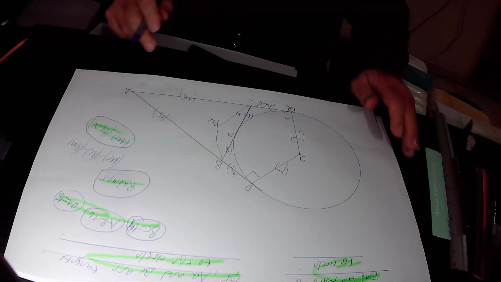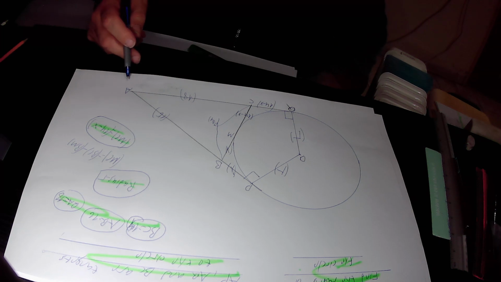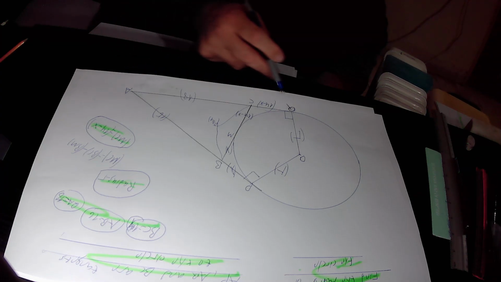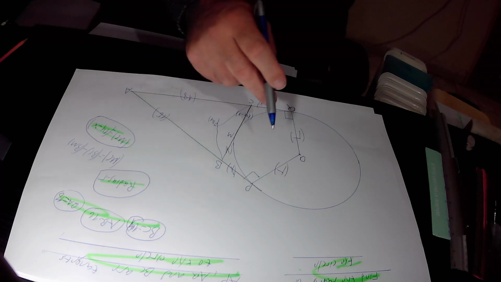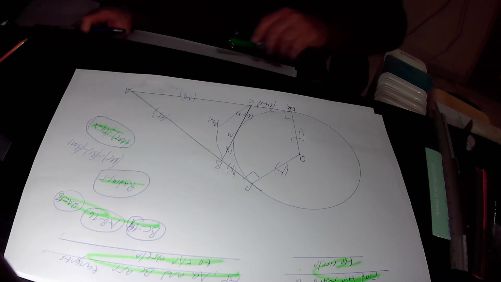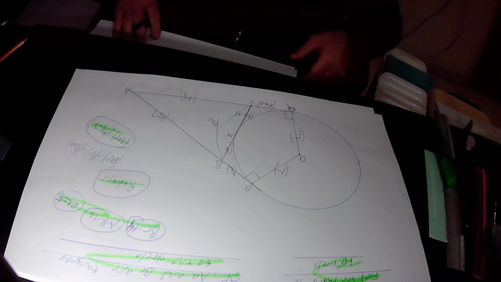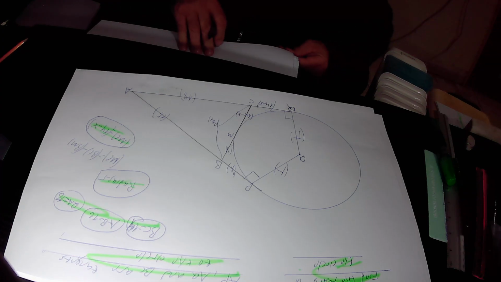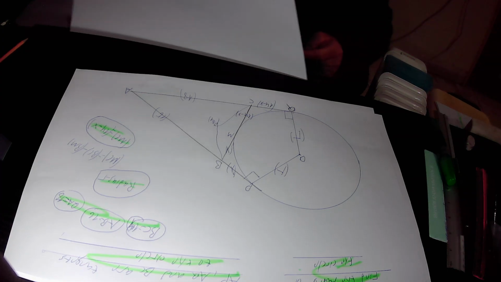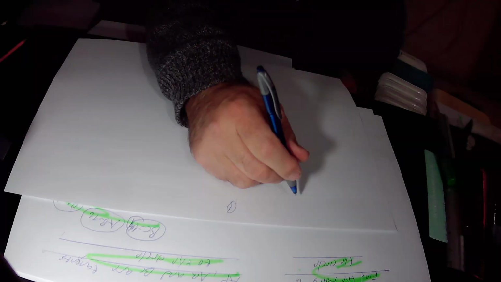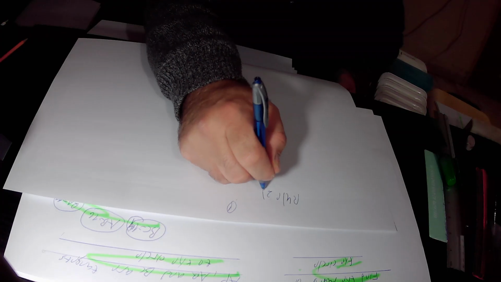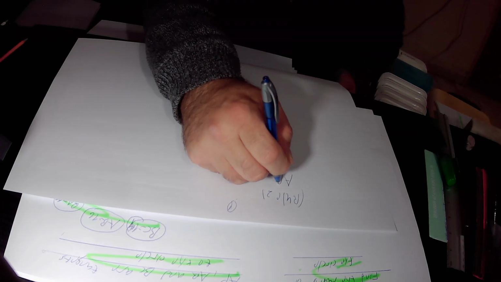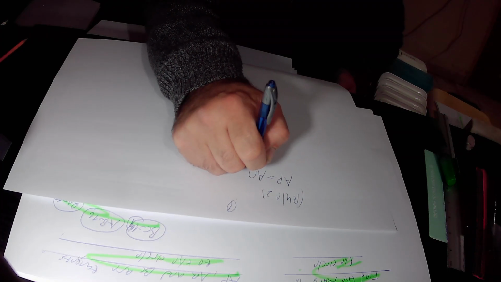In the next step, we focus on this common standpoint, point A. From this point A, we have two tangents to this circle, tangent AQ and tangent AP. And according to rule 2, they are equal to each other. That is to say, AP equals AQ. According to rule 2, tangent AP is equal to tangent AQ in length.